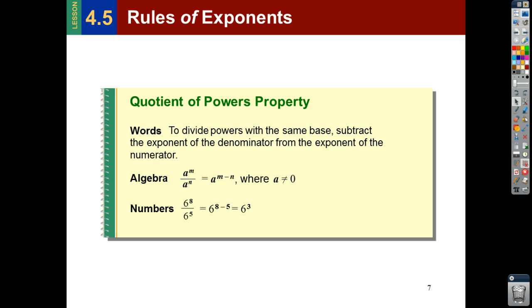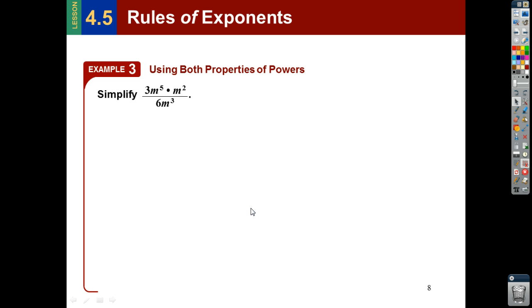Okay, with numbers, they show you 6 to the 8th divided by 6 to the 5th. Well, there's 8 6's here and 5 6's there. So 5 will cancel from the top and the bottom, right? 5 will cancel out to make 1, which leaves me with 6 to the 3rd. All right, go ahead, try this one.